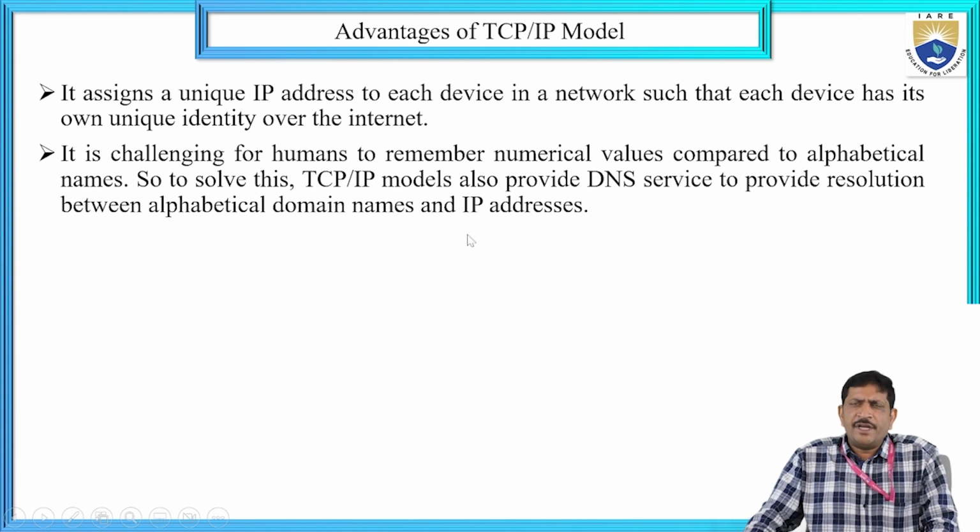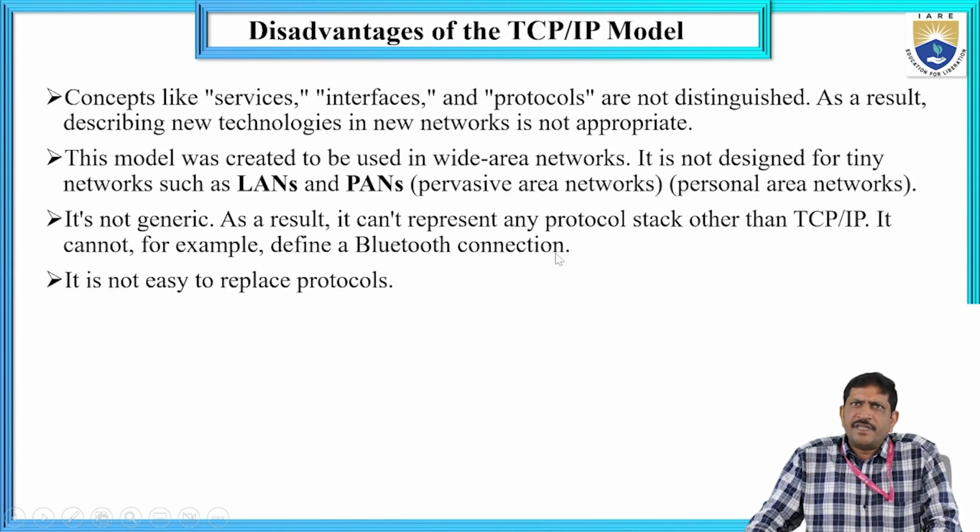It assigns a unique IP address to each device in a network such that each device has its own unique identity over the internet. It is challenging for humans to remember numerical values compared to alphabetical names. So to solve this, the TCP/IP model also provides DNS service to provide resolution between the alphabetical domain names and IP addresses.